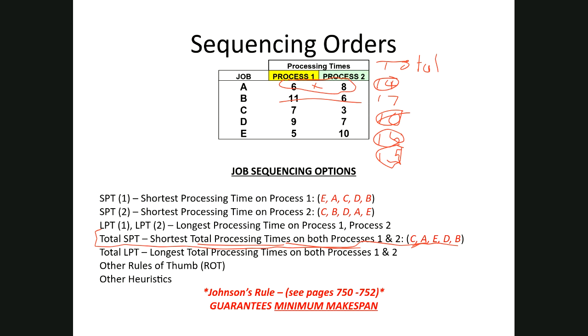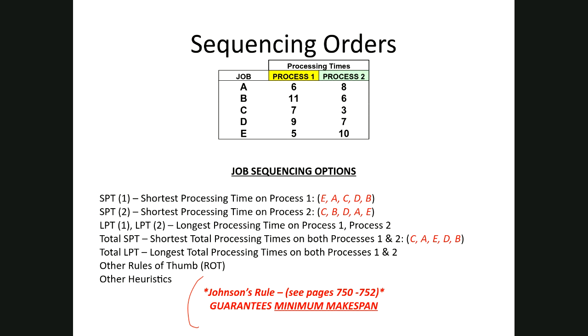And again, you could look at the total longest processing time, or you could have other rules of thumb or other heuristics. The one that we're going to look at most closely, though, is the rule that's called Johnson's rule. Again, you'll see Johnson's rule explained on pages 750 to 752. Johnson's rule guarantees the minimum makespan. And I want you to remember what makespan is.